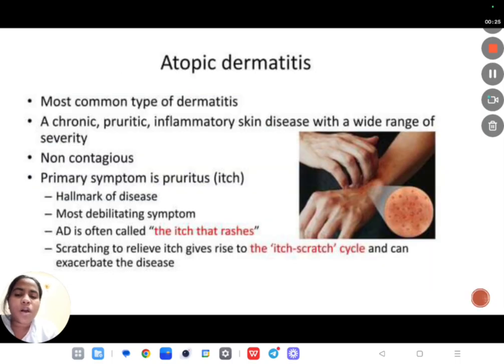Atopic dermatitis is a common type of dermatitis, a chronic pruritic inflammatory skin disease with a wide range of severity. Primary symptom: pruritus, which means itch.